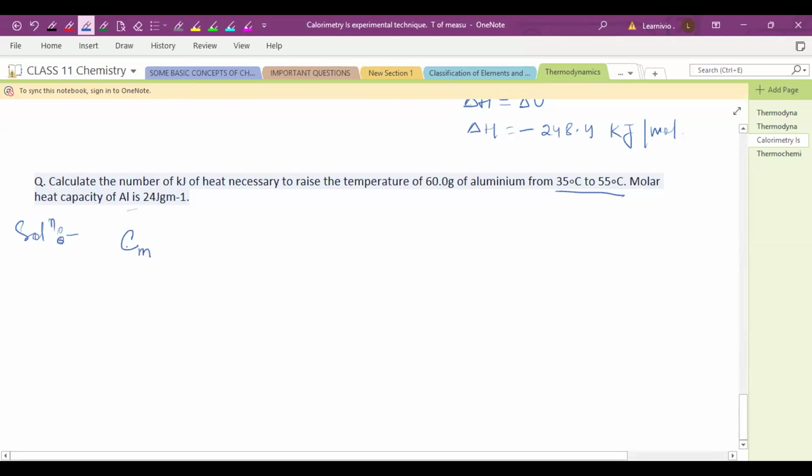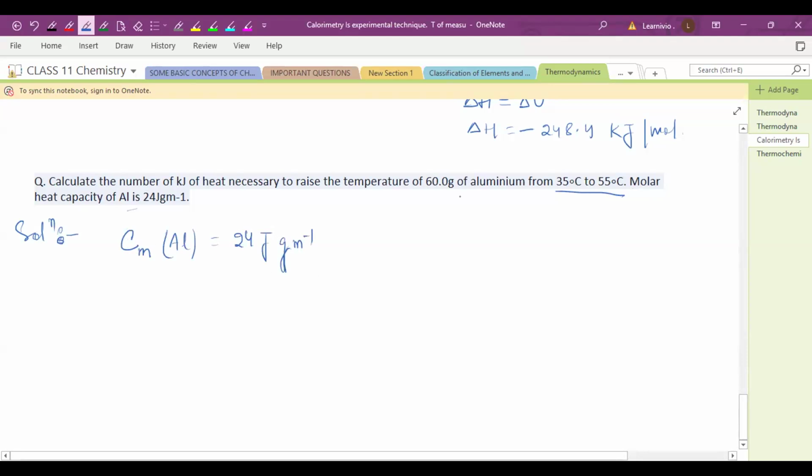Cm. Molar heat capacity of aluminium. It's given, which is 24 joule per gram. Per gram. So in the molar case, we talk about the heat capacity in terms of grams. That's a molar heat capacity.